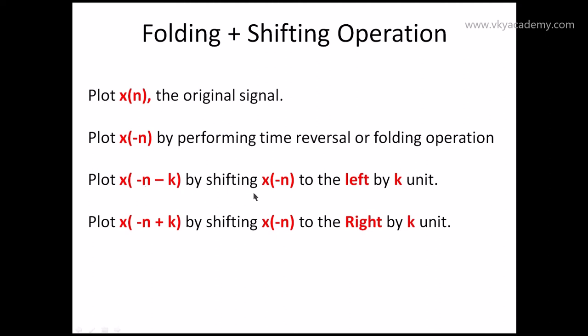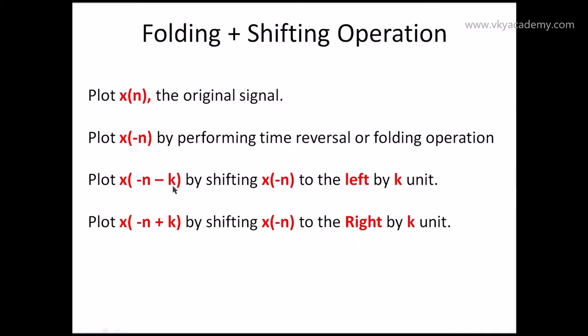So we will perform the operation on x of -n instead of x of n. This is the important point which we need to remember in this particular topic. Shifting x of -n to the left by k unit will produce x of -n minus k. In our earlier discussion of shifting operation, we have seen that x of n minus k is a right shift operation by k unit of a given discrete time signal x of n.